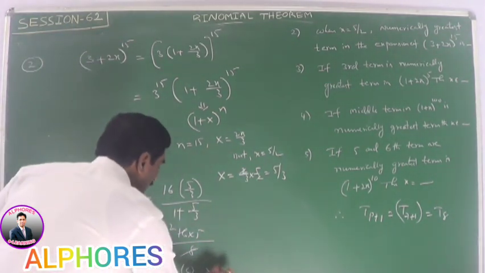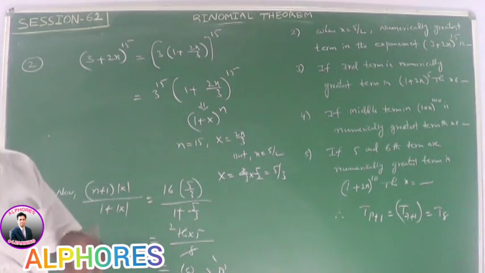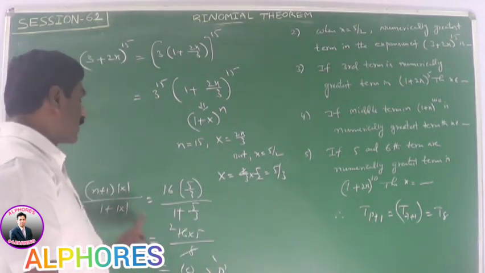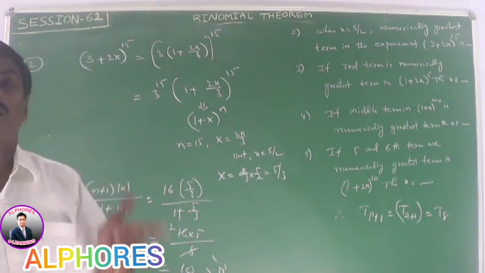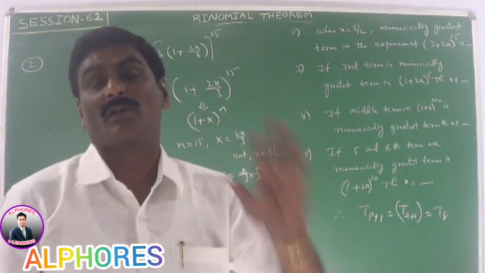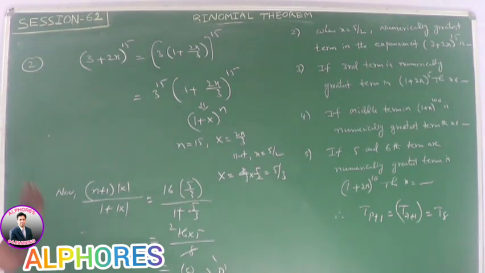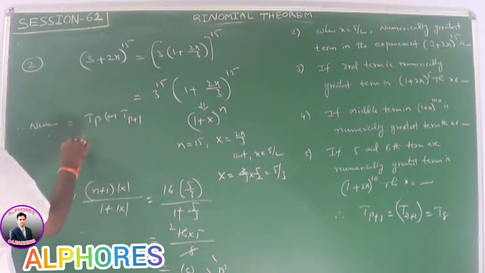n plus 1 into mod X by 1 plus mod X is an integer. It is p. p is an integer. If p is an integer, what is the condition? What is the numerically greatest term? p and p plus 1 terms are numerically greatest terms. Therefore, the numerically greatest terms are Tp or Tp plus 1, that is mod Tp or mod Tp plus 1.